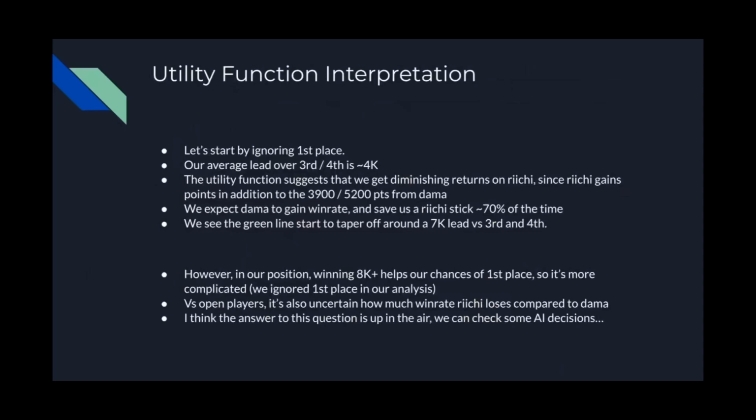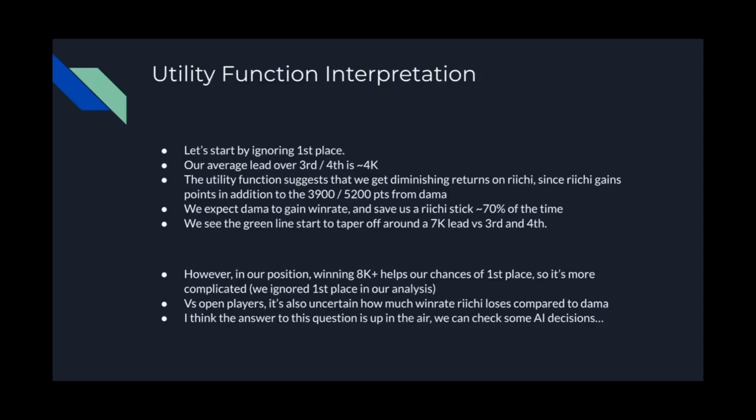So this is basically what I said in the last slide. We expect Dama to gain some win rate and maybe save us the Riichi stick, which does matter because the Riichi stick loss is in a steeper portion of the line, which is more important than winning 1,000 points on top of a Dama win, for example. And we see the green line start to taper off around the 7K lead, which encourages us to Dama if we ignore first place. However, we're balancing the value of Dama with the chance of getting first place.